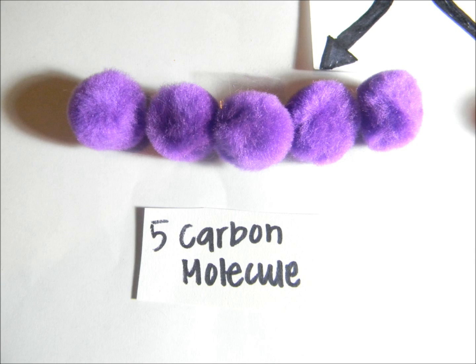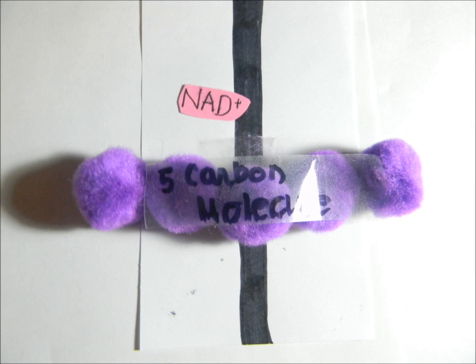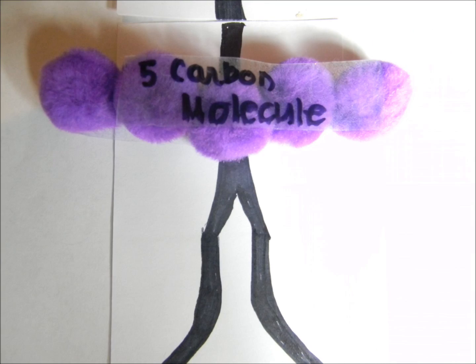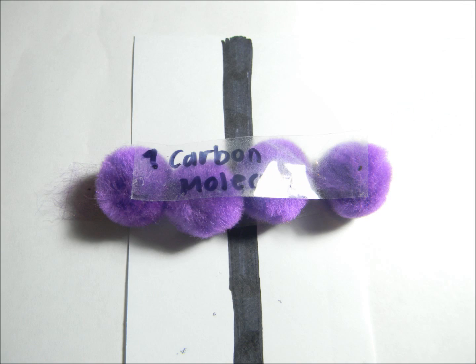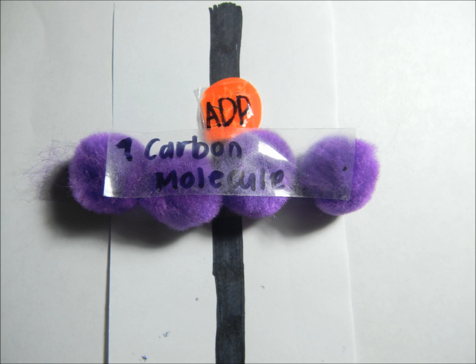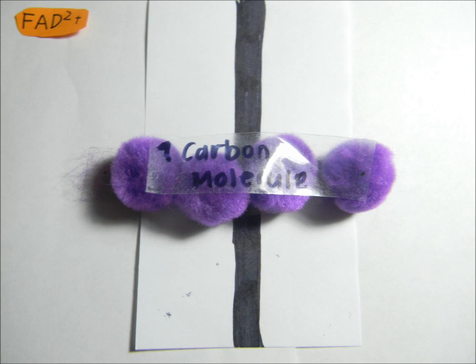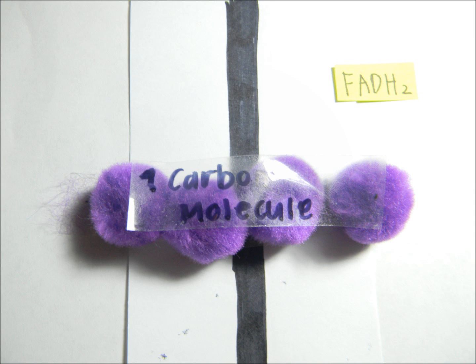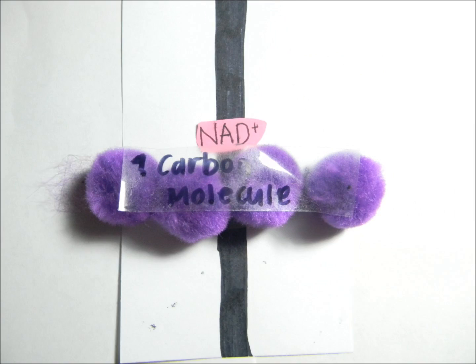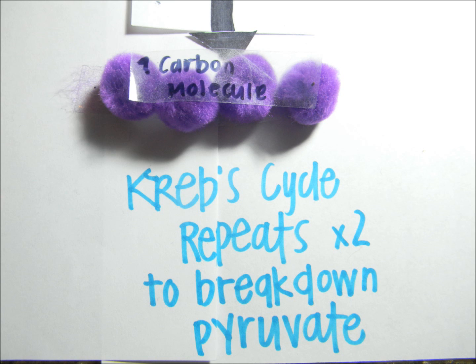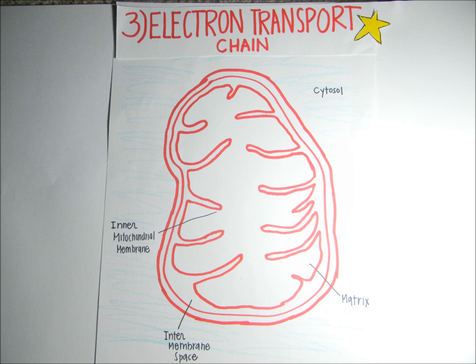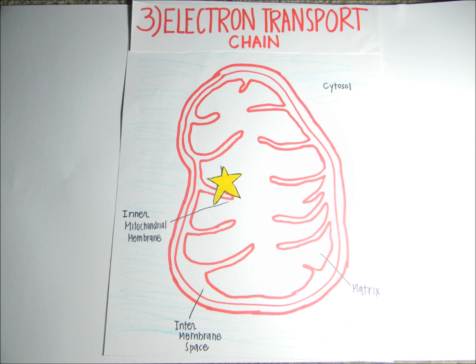Hydrogen is removed and taken to the NAD+ to form NADH, and CO2 and NADH are produced again. Finally, a 4-carbon molecule is formed, and then oxidized, and removed hydrogens are used to form NADH and FADH2. The reaction regenerates a 4-carbon molecule that reacts with acyl CoA, and then the Krebs cycle repeats again to break down pyruvate. Lastly, the ETC happens in the inner mitochondrial membrane.